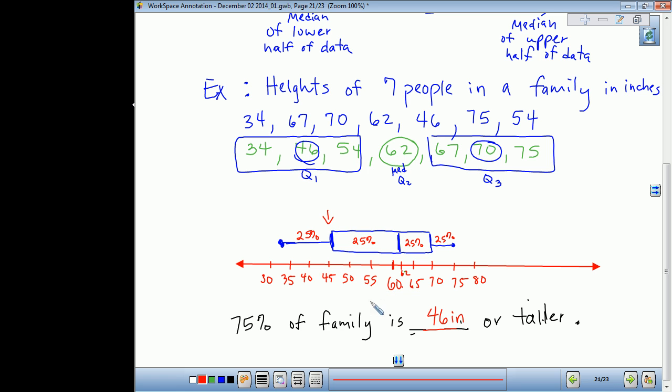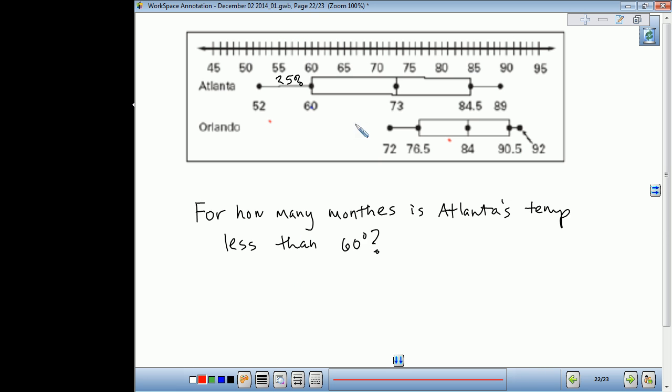Any questions on how to create a box and whisker? All right, let's take a look at this one. Here we have two box and whiskers. One is representing the average temperatures in Atlanta over a 12-month period. The other is the average temperatures for Orlando over the 12-month period. I think these are average lows. I can't remember.